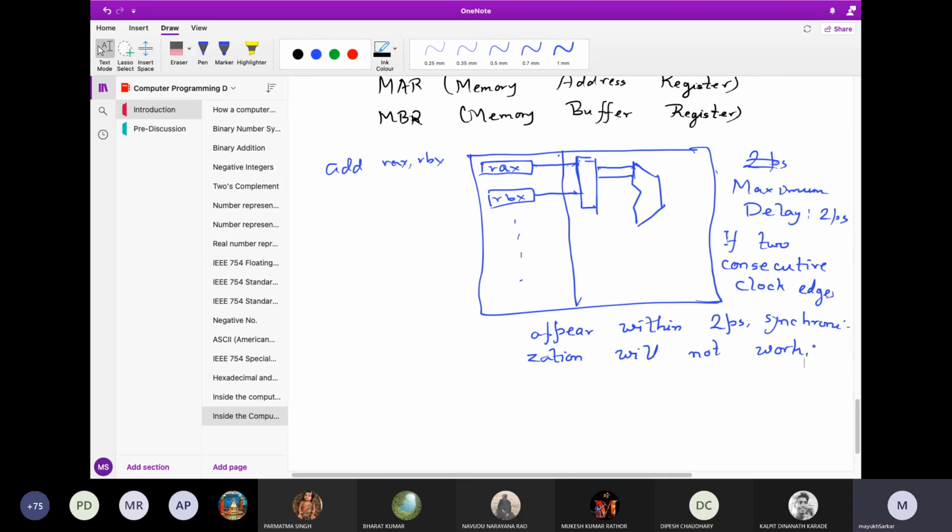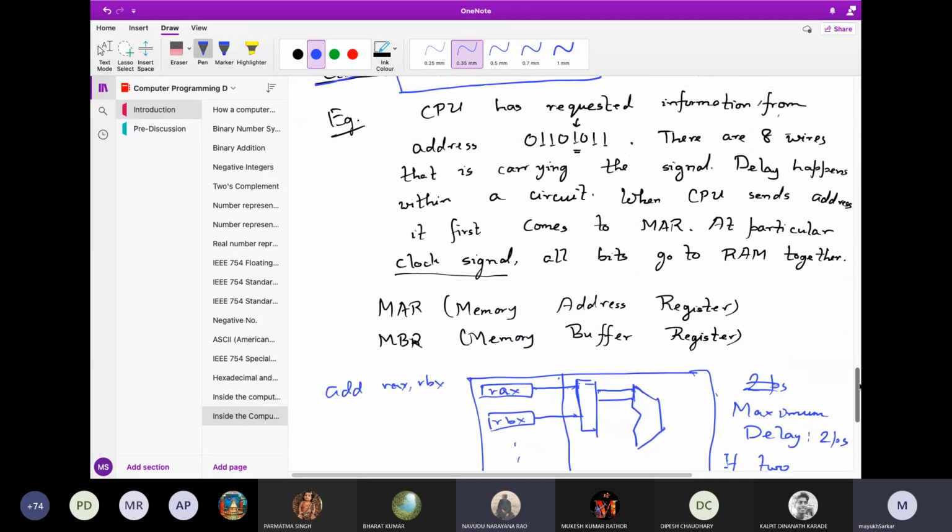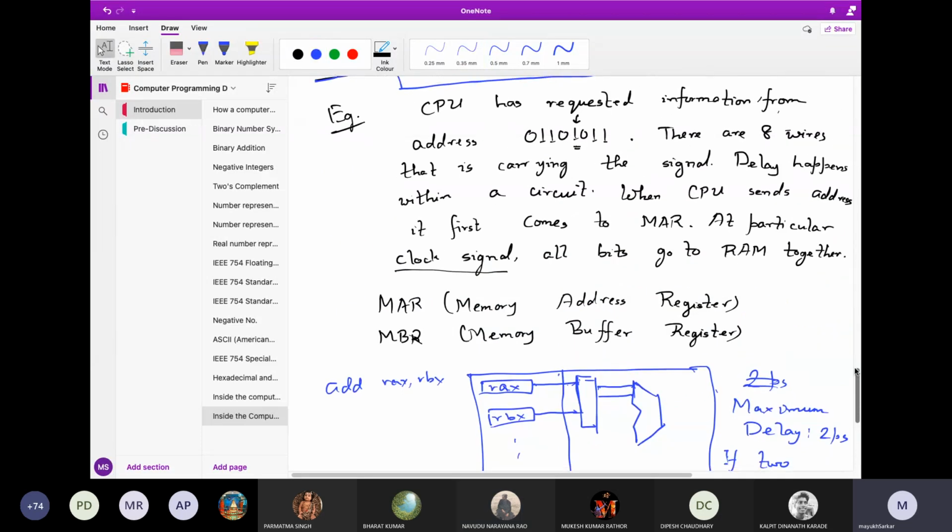I do not know how much delay occurs in today's i7. I have just taken this 2 picoseconds as an example. I think you have understood that you cannot just make the clock as high speed as possible. Okay, so that is the limitation of the clock signal.